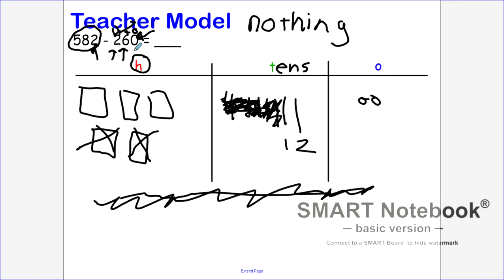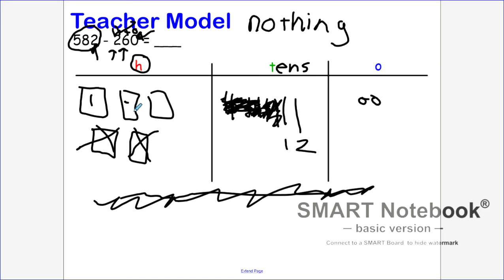And finally, we got to that number 0 here. You're going to notice my marker's not even going over there. I'm not going to do anything to it. I'm going to subtract 0. And when you subtract 0, you don't do anything. 2 minus 0 is 2. The number stays the same. So all we have to do is count what's left.